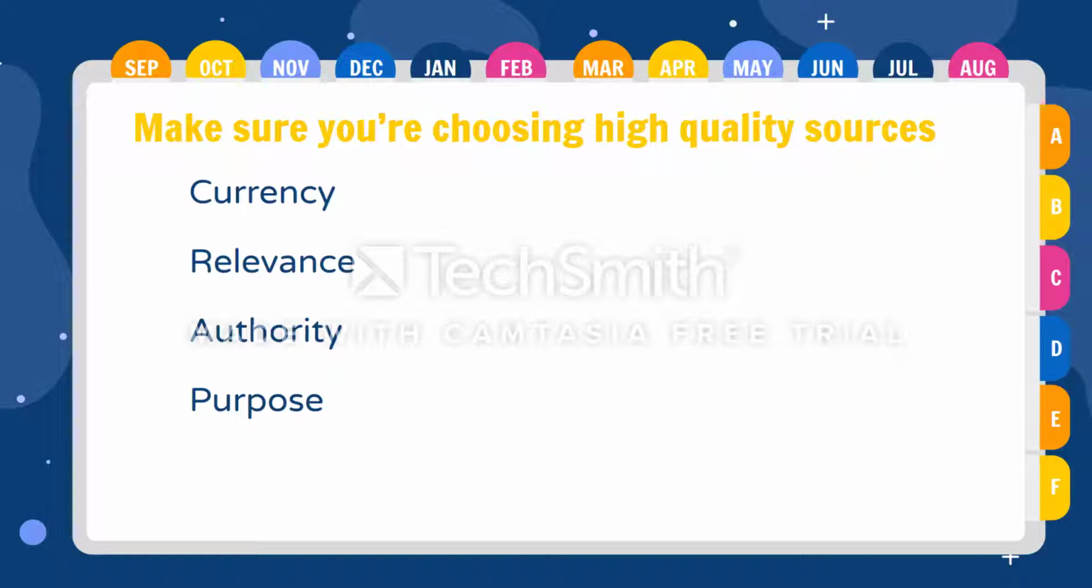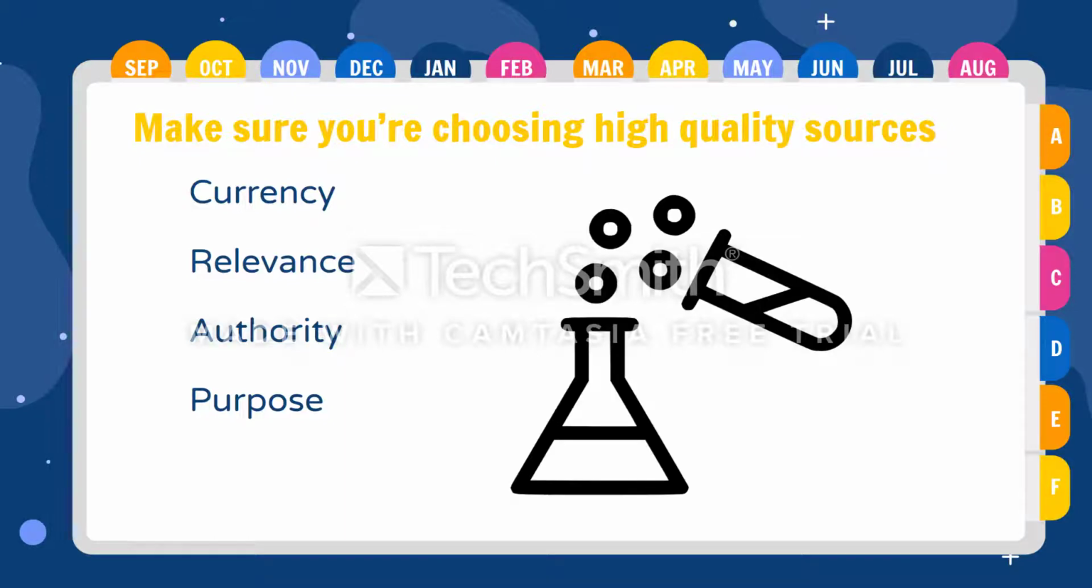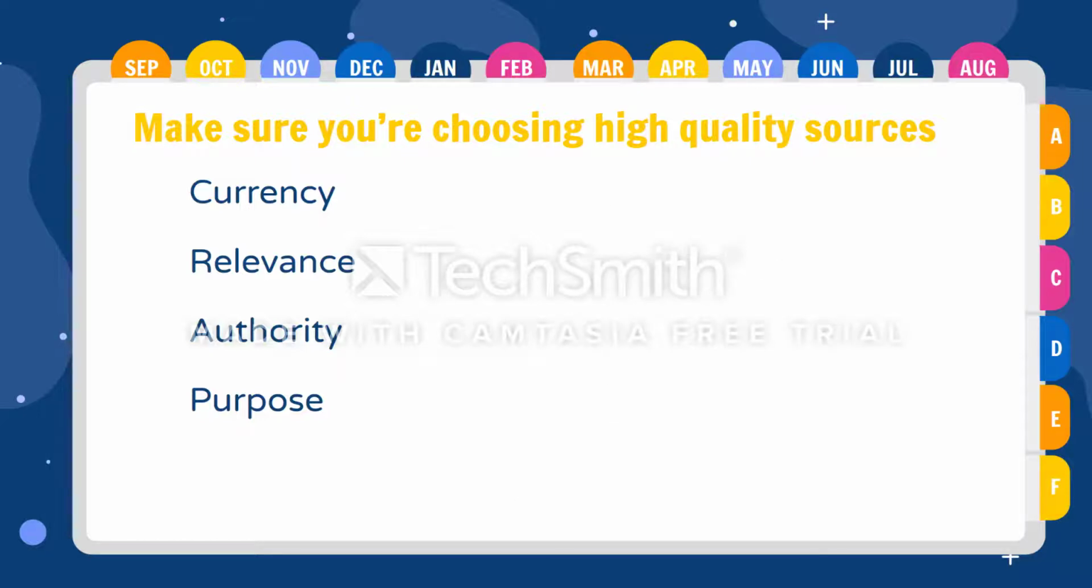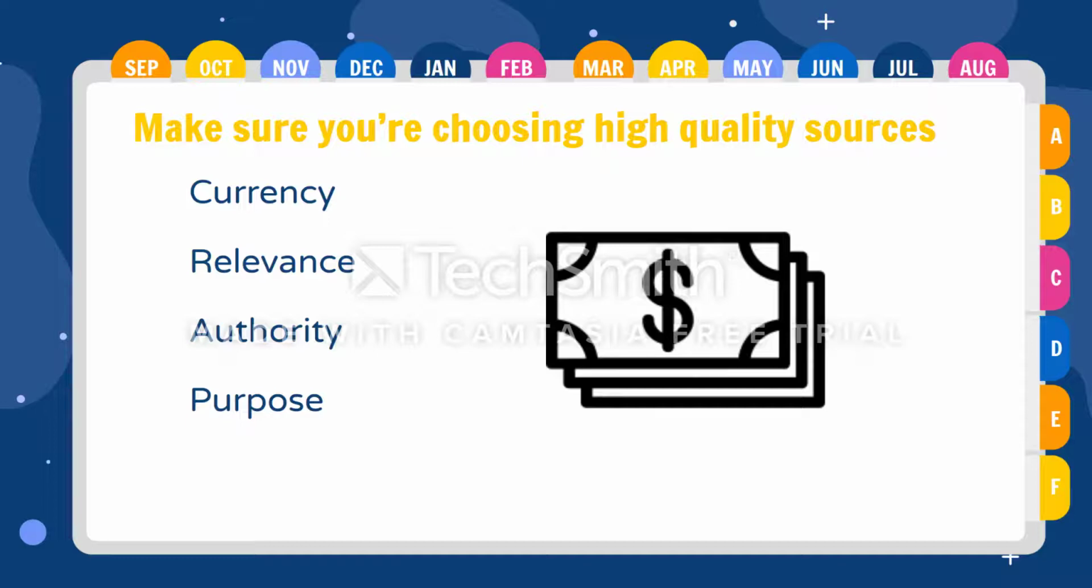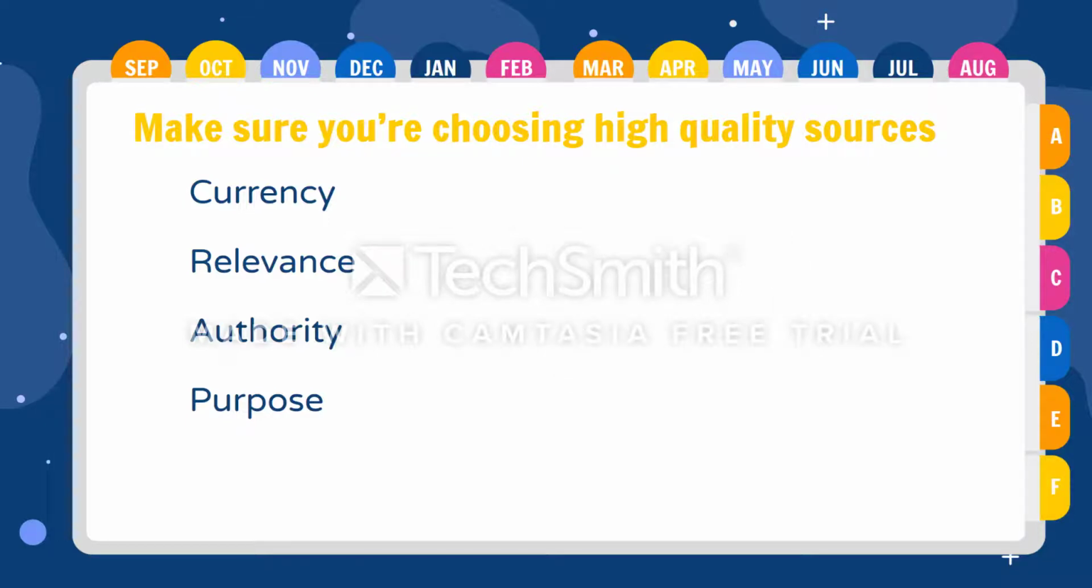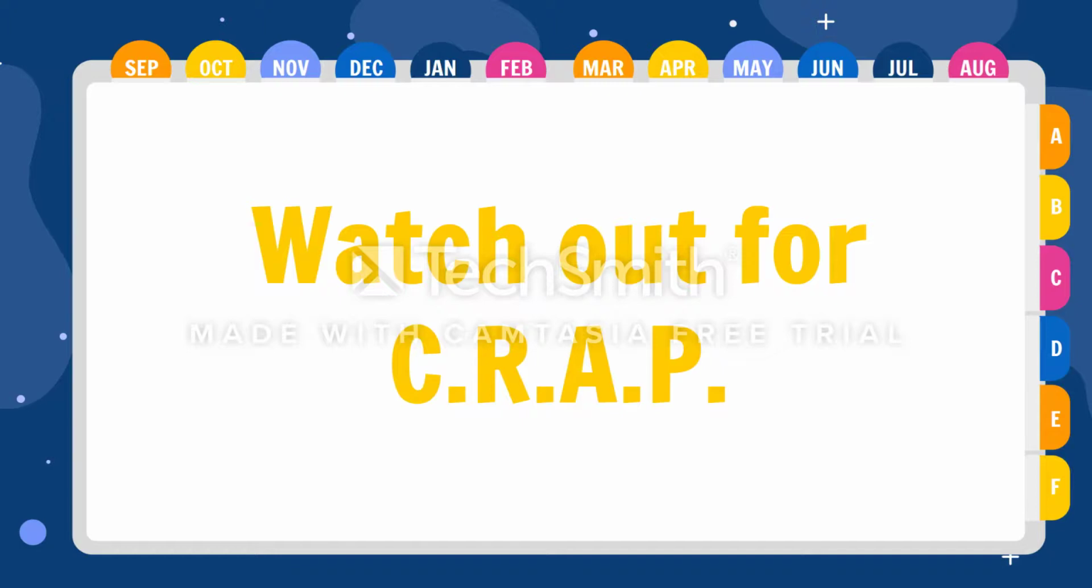Finally, you need to think about the purpose of the article. Why was it written? What did the authors hope their readers would get from it? The gold standard of scholarly articles is to share the results of an experiment or study. But some articles are written to convince readers of an agenda. Others are written strictly to make money. Many are written for the sake of entertainment. Try to identify the purpose of an article you find and determine how that purpose might impact the quality of the information contained in the article. Keep these steps in mind and watch out for crap.